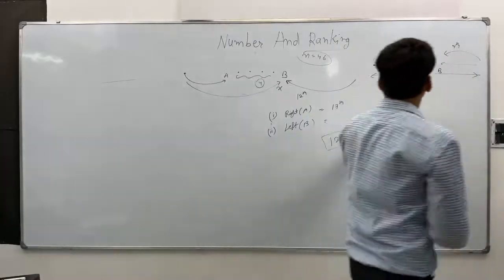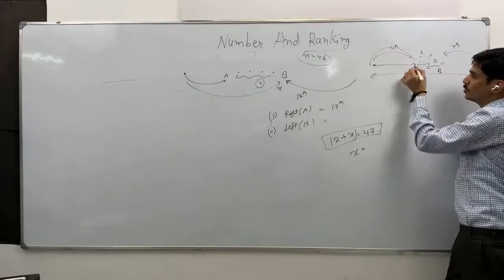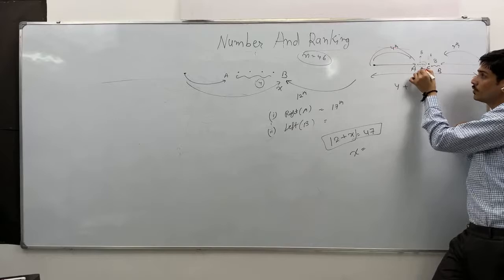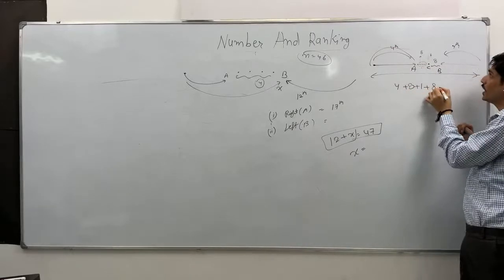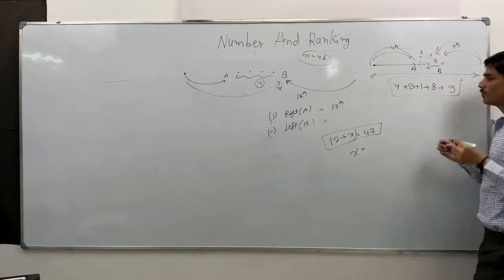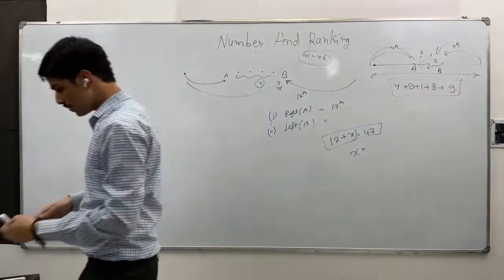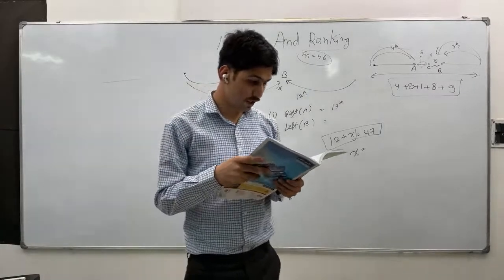How you see? Here also how many students will be there? 8. So if I start counting from here to here, 4 students, right? So in between how many students are there? 8. And C is also there? 1. Then 8. What is the rank of B from right hand side? 9. So if I add all of them, what will I get? 30. 30. Okay. Next question.